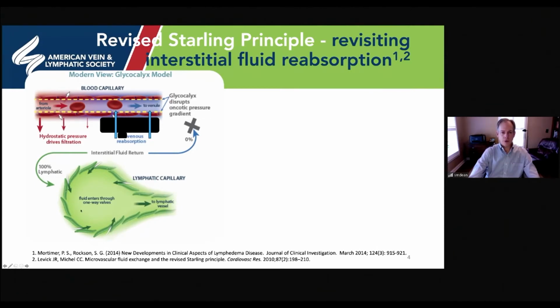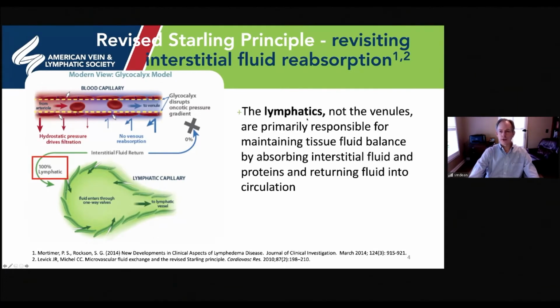But unfortunately, back in 1896, Dr. Starling was not aware of the presence of the endothelial glycocalyx and that, in fact, it disrupts this oncotic pressure gradient within the postcapillary venule. Therefore, there really is no appreciable venous resorption of fluid within the venule. So all of this accumulated interstitial filtrate is absorbed via the lymphatics. So the lymphatics, not the venules, are primarily responsible for maintaining tissue fluid balance by absorbing the interstitial fluid and proteins and returning it to the circulation.